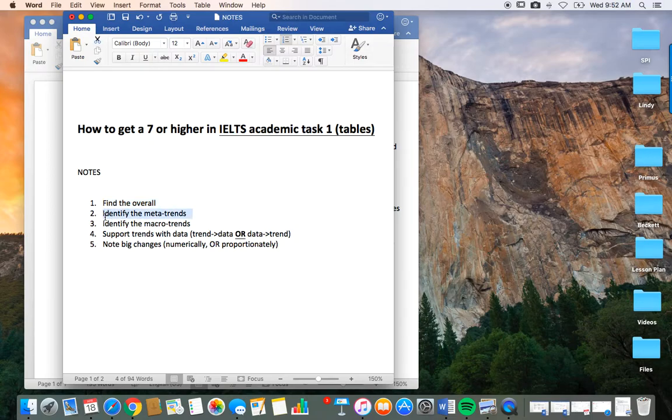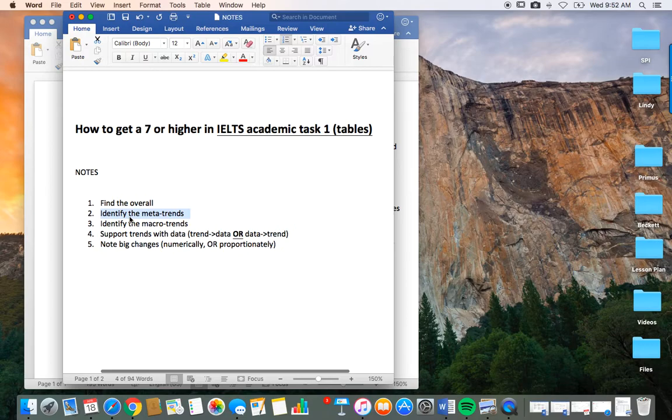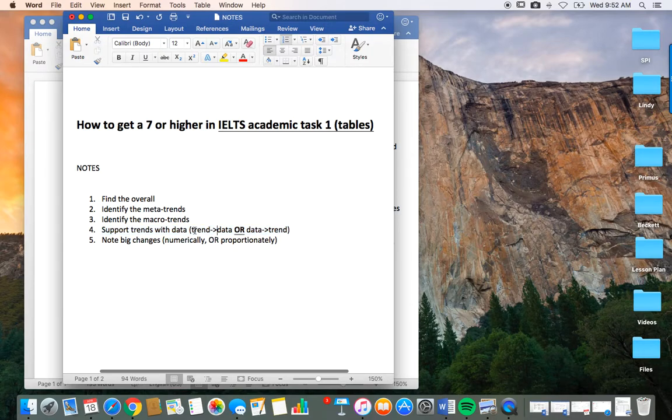Which leads to the second point, which is identify the meta trend. Bit of the same thing. We'll talk about that in a minute. Then identify the macro trends. What are some of the smaller trends that you see within the data? One very important thing that a lot of schools do not teach: support your trends with data. So always remember that, trend data, or of course data trend. I think in this one you'll see a lot of trend data.